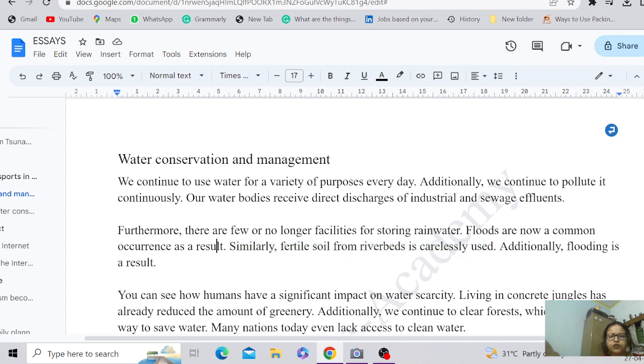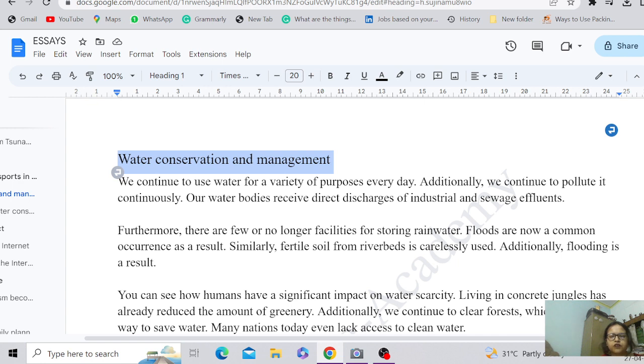Furthermore, there are few or no longer facilities for storing rainwater. Either we use rainwater or we no longer have that many facilities for storing it, and when we are not able to store rainwater, we are facing floods as a result, and fertile soil from the riverbed is carelessly used. We are also not making proper use of the fertile soil from the riverbed. So in water conservation and management, we are going to learn how the misuse of water is taking place.